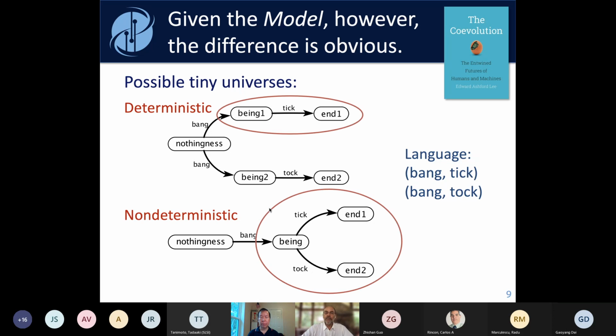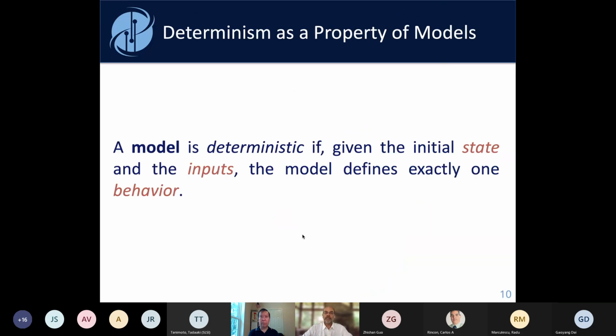And in fact, if I focus on the behavior of the beings after they come into existence, automata theory tells me very simply that this upper circled sub-automaton is deterministic, and the lower one is non-deterministic. And there's a very clear distinction between these two. If I focus on the model, the difference is obvious. So my suggestion is that it makes much more sense to approach determinism as a property of models. And once you approach it as a property of models, it becomes a much simpler concept. And it's easy to define as well.